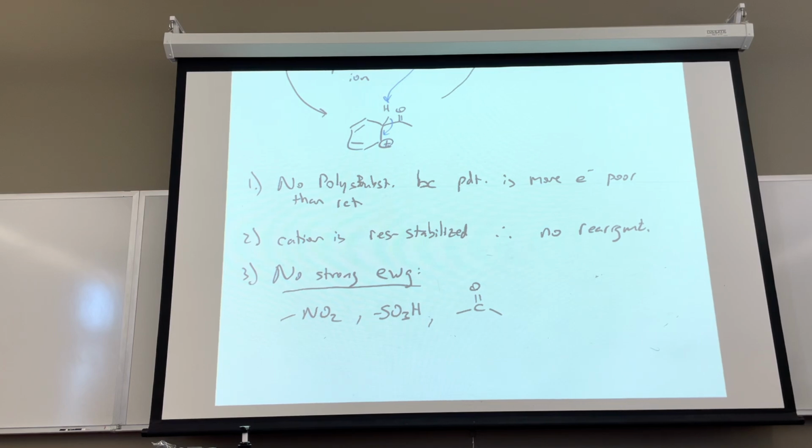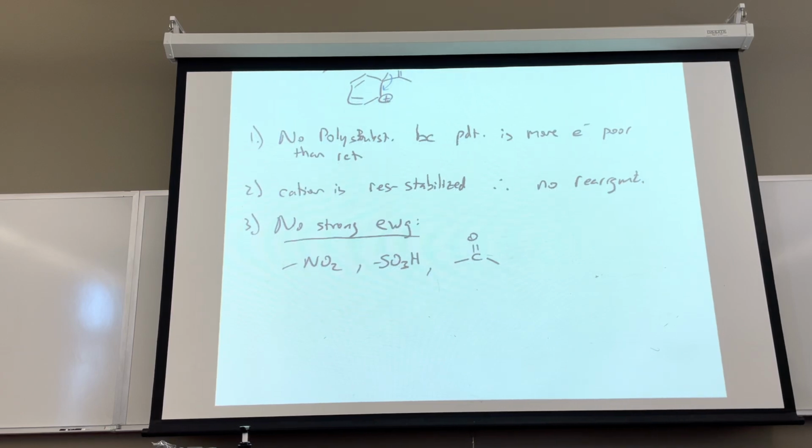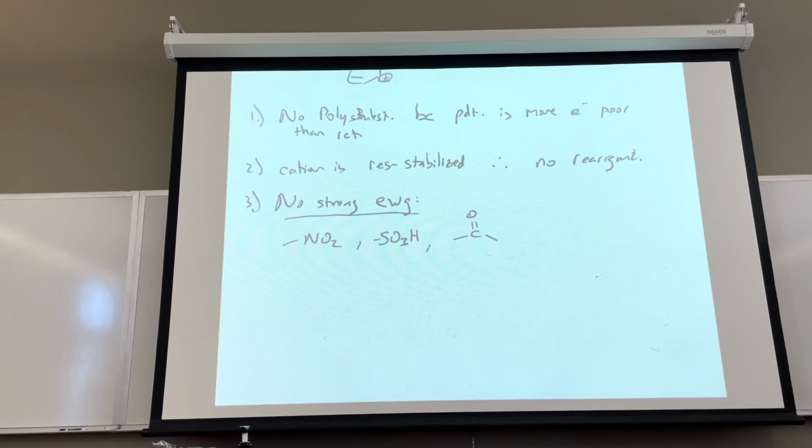Let me go on to the third kind of permutation of this, and then we can talk about the similarities between the alkylation and acylation. So if I were to ask you, let's make benzaldehyde. You know, benzaldehyde looks like this.